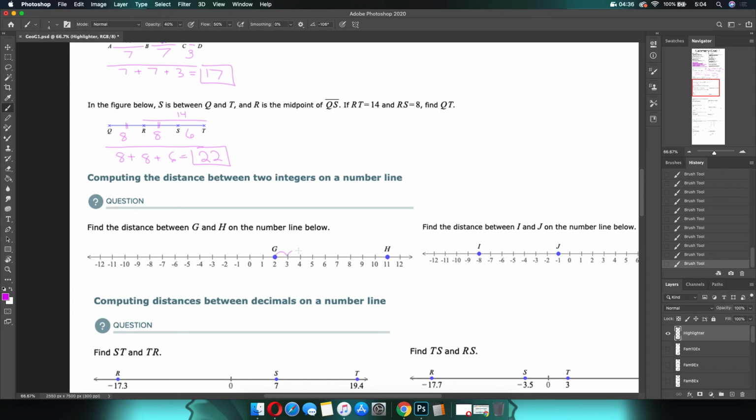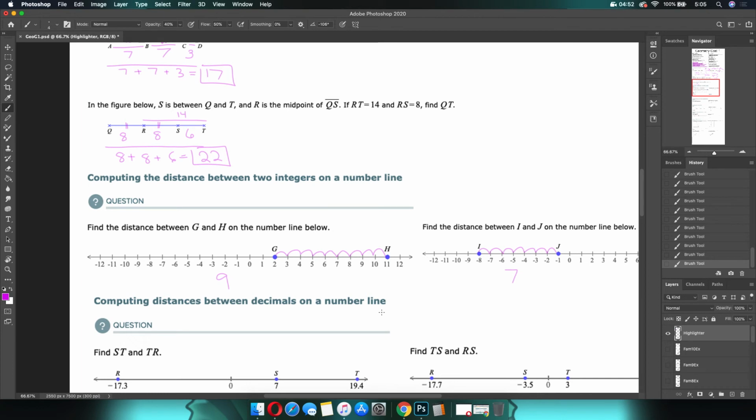Distance is how many units over you are when you are counting on the number line, and obviously the distance here is going to be 9. Over here, the distance, we're going to be counting how many jumps over you make on the number line, and here your distance is going to be 7.